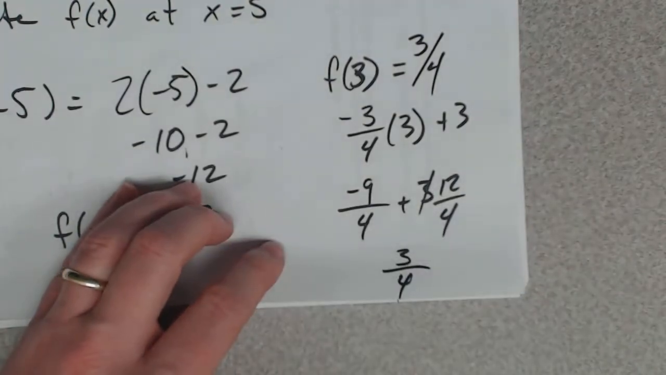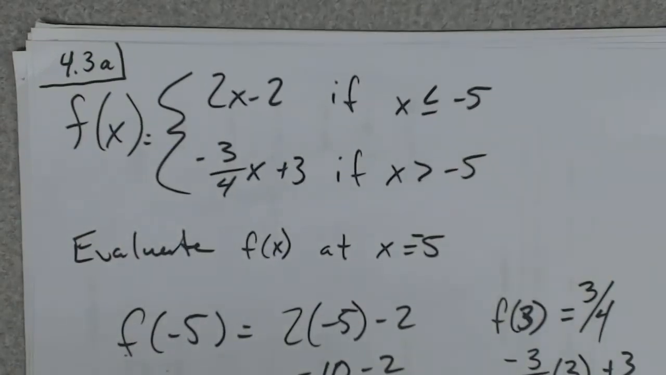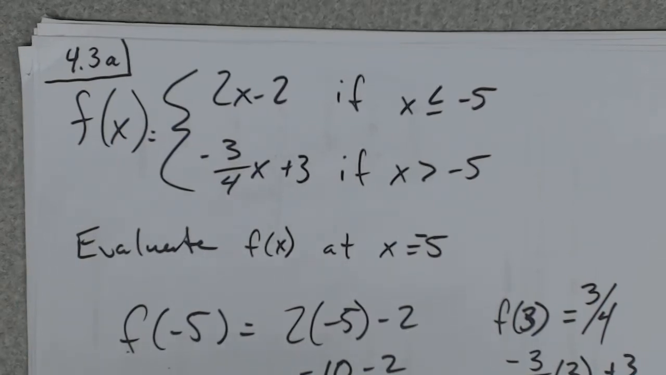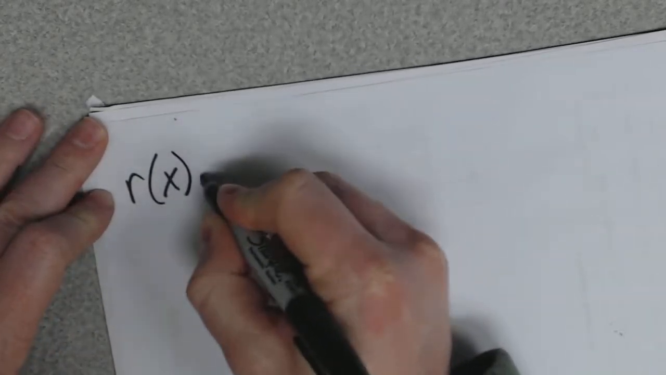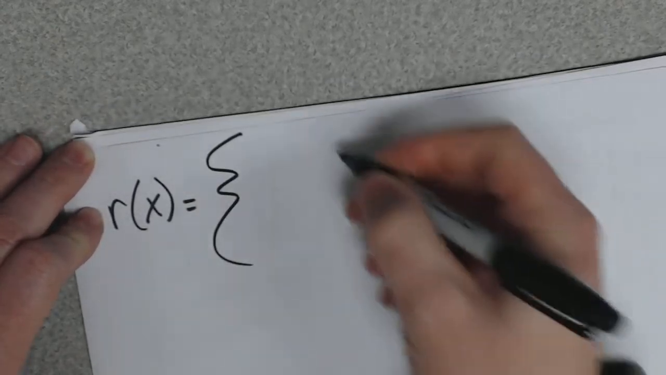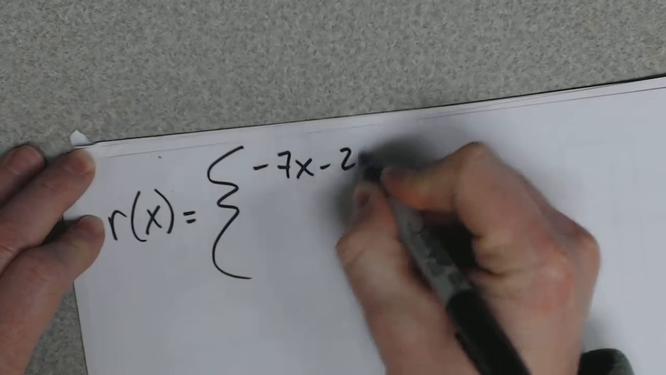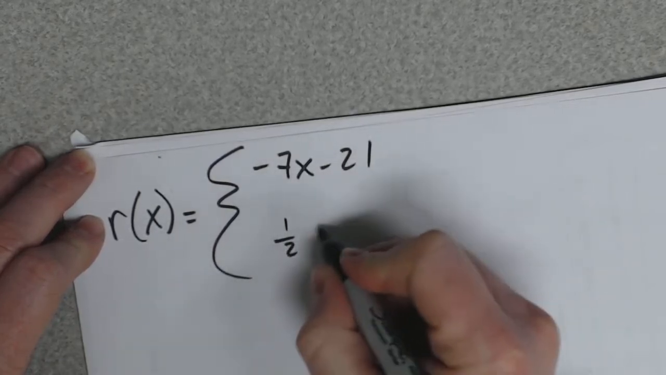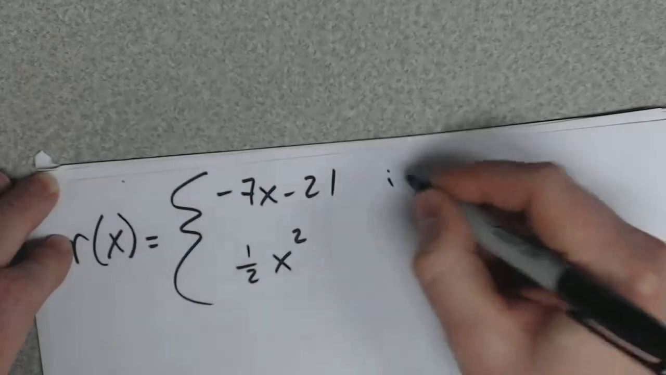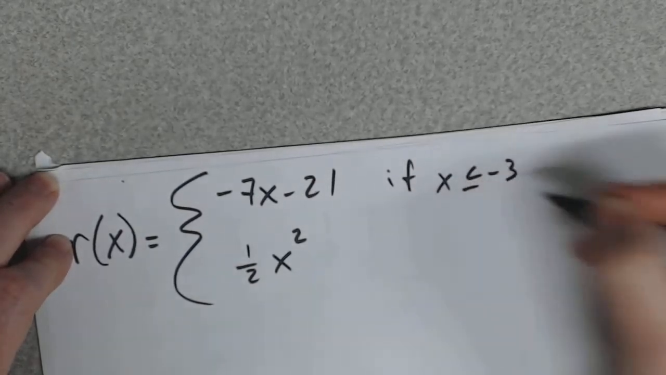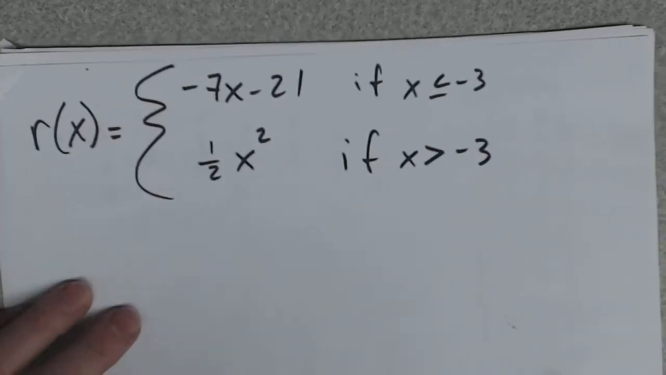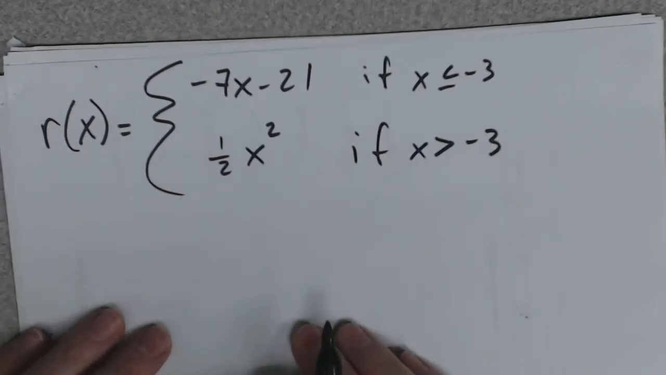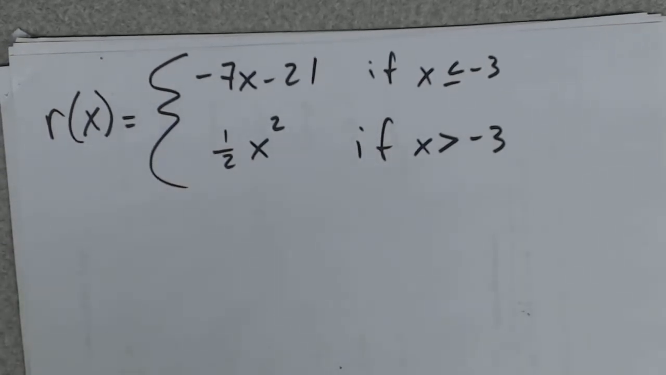The other situation that you're dealing with here on Hawks with these piecewise functions is the actual graphing one. So let me find one here where you have to graph one. And it says here that r of x equals, you get this little bracket here, -7x minus 21 and 1/2 x squared. Now your restriction happens at x less than or equal to -3 and x greater than -3. Well, you want to actually graph this thing. I'm going to graph it by hand first, then I'll walk you through what Hawks asks for.